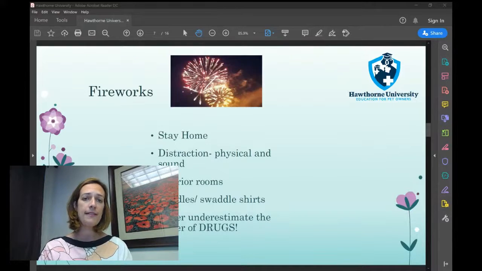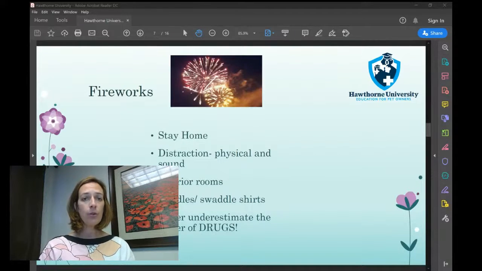If you know that your pet is having issues being scared, staying home is the best. Stay home with them, give them support. Distraction, play with them. Any physical activity, playing ball, walking them around the house, little obstacles for them to walk through, even just chewing toys, holding bones for them are all good distractions. And obviously sound. Have the TV up, have the radio going.